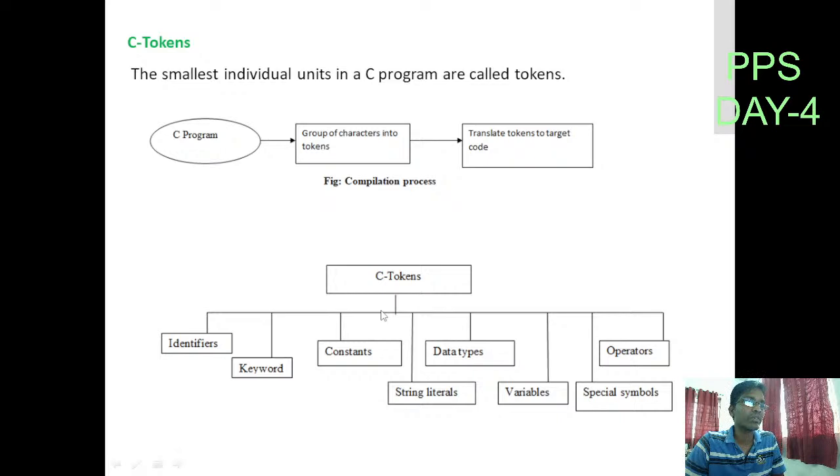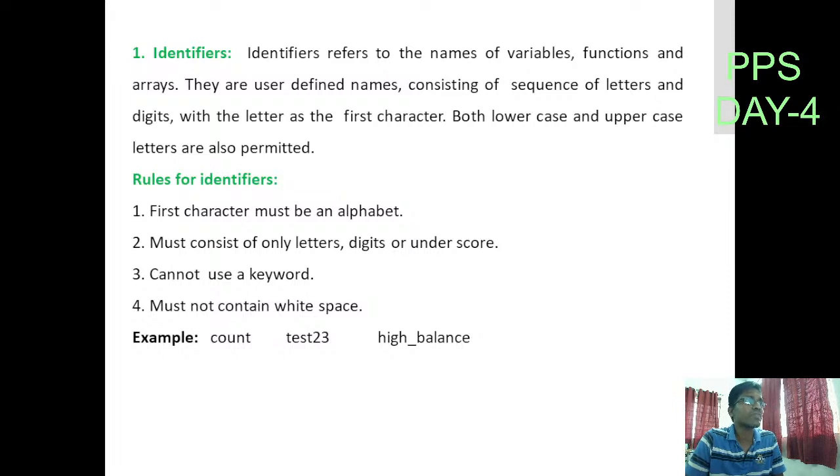Now let us see the different types of tokens in C programming: identifiers, keywords, constants, string literals, data types, variables, operators, and special symbols. All these come under the different types of tokens in C programming. Now let us discuss them one by one. Let us see the first one, identifiers. What is an identifier? An identifier refers to the names of the variables. Why does it refer to the names of the variables?